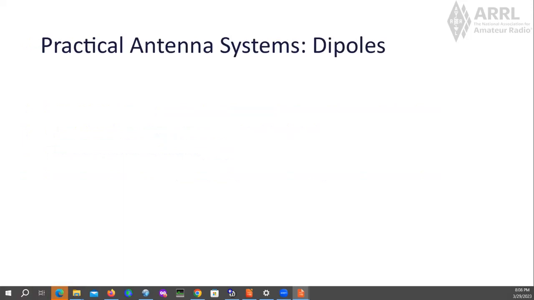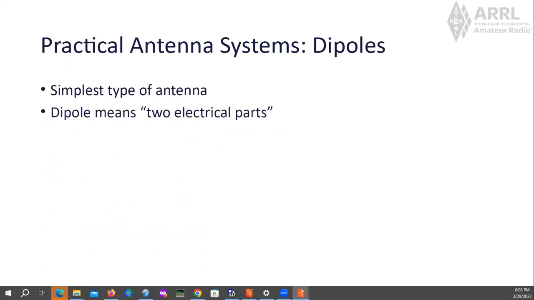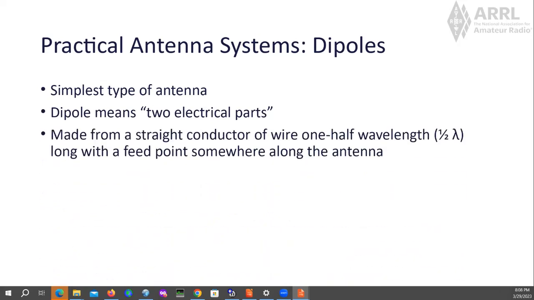Practical antenna systems. The dipole. Simplest type of antenna. A dipole means two electrical parts, two poles. Made from a straight conductor of wire, 1/2 wavelength, 1/2 lambda, long, with a feed point somewhere along the antenna.